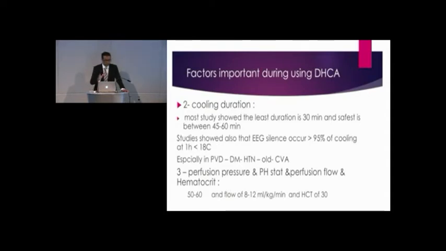That's because a lot of studies show that EEG silence occurs in more than 95% when you cool for those 45 to 60 minutes. And this is very important, especially when you have patients with a lot of comorbidities, including peripheral vascular disease, because they don't have homogeneous cooling to the brain, also diabetes, hypertension, and old CVA. The third one is the perfusion pressure, and the pH or alpha-stat, perfusion flow, and hematocrit. Those all also have to be monitored during deep hypothermic circulatory arrest.